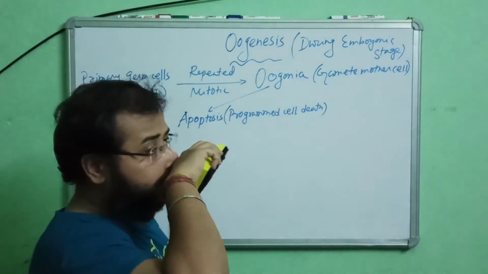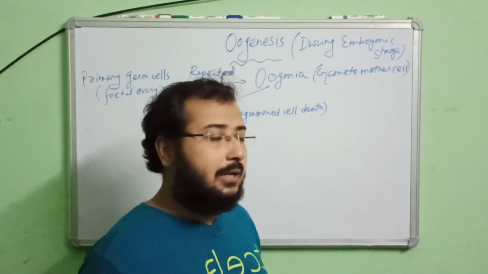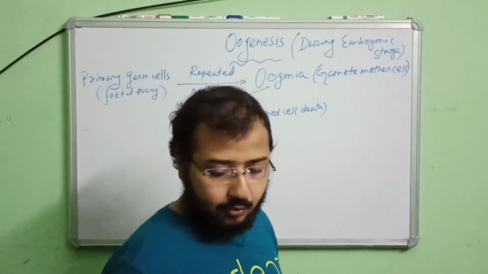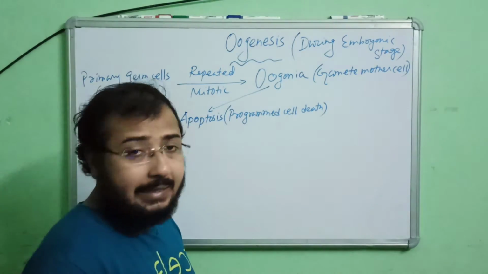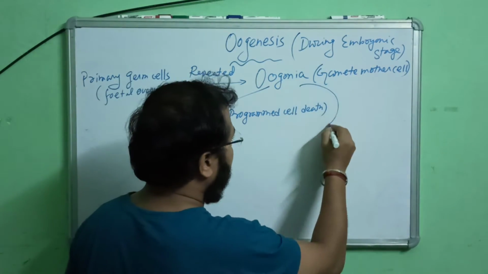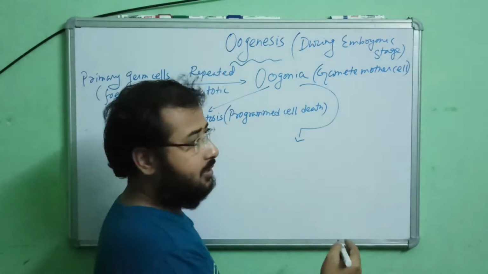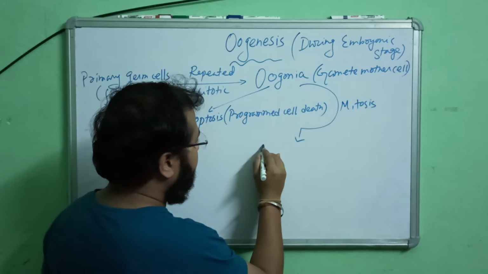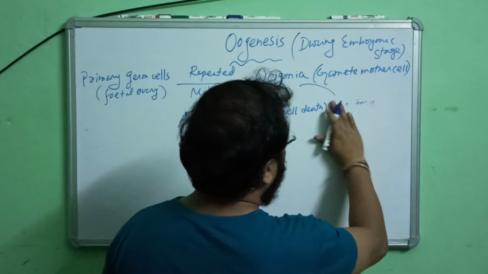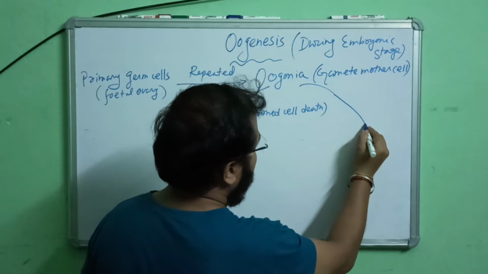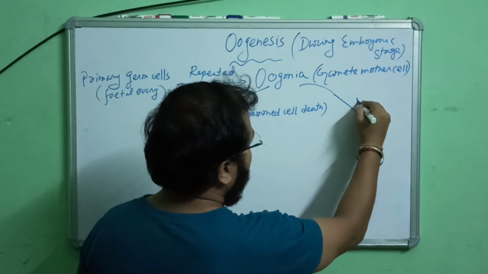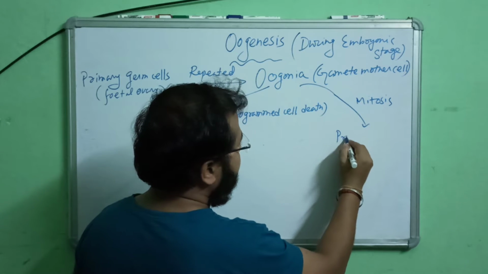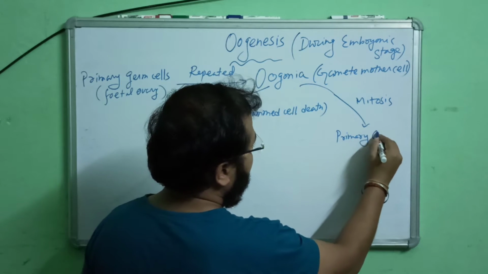So most of the oogonia, out of 6 to 7 million, die because of this apoptosis or programmed cell death. Now the remaining oogonia undergo a process, that's mitosis. It is a mitosis process that leads to the production of primary oocyte.